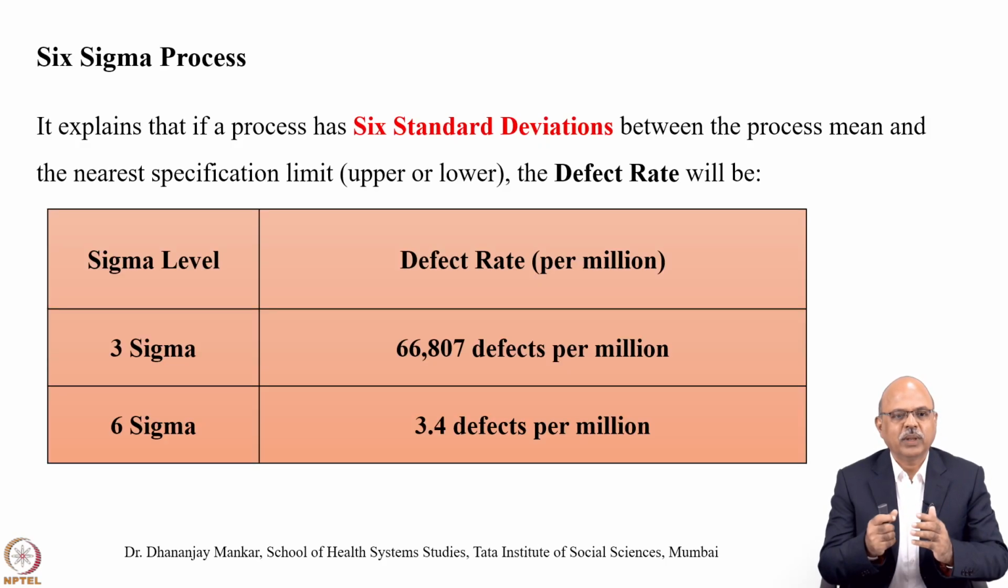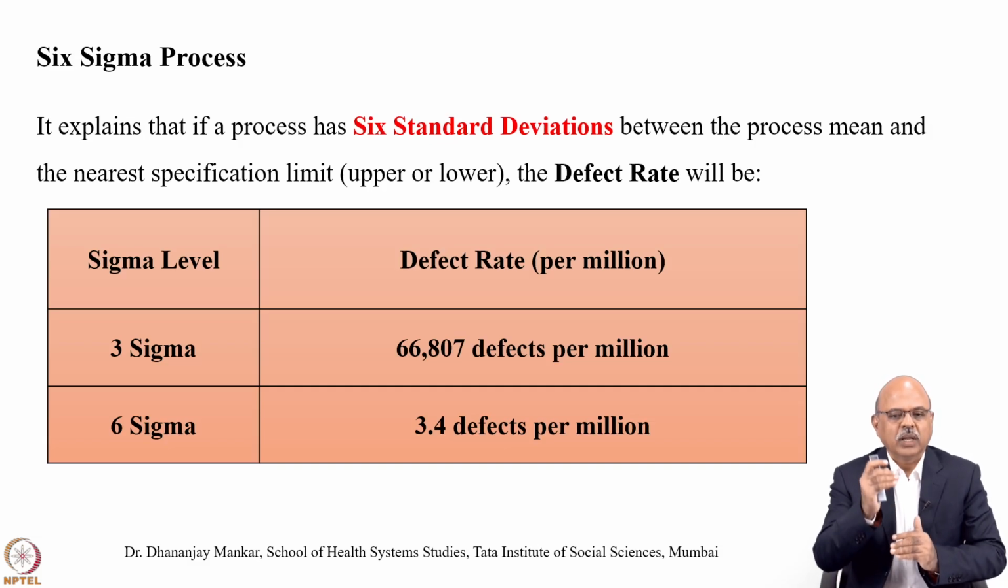Six Sigma explains that if a process has 6 standard deviations between the process mean and the nearest specification limit, which might be upper or lower, the defect rate will be the sigma level defect rate per million. If this is 3 sigma, the defect rate will be 66,807 defects per million. In 6 sigma, it will be 3.4 defects per million. So you may find that from 66,807, the defect level per million has reduced to 3.4. So you are working on reducing that.